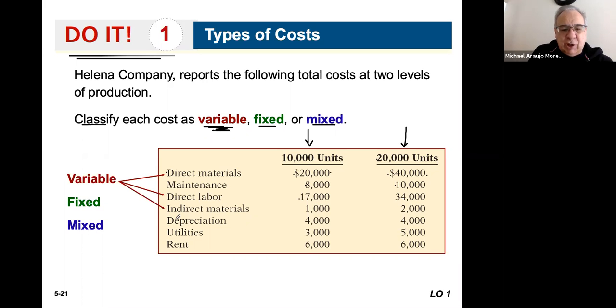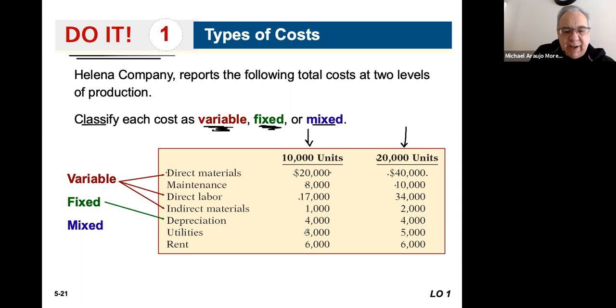What about depreciation? Depreciation is $4,000, whether we make 10,000 units or 20,000 units. Well, that's a fixed cost, because it stays the same regardless. Of course, if we did it per unit, it's more per unit if we only build 10,000 units and spend $4,000. However, if we spent $4,000 and made 20,000 units, our cost per unit would be lower. And so that's identified as a fixed cost as well.